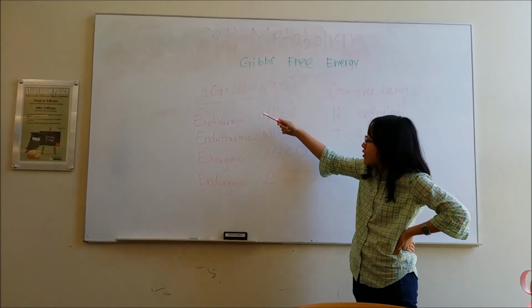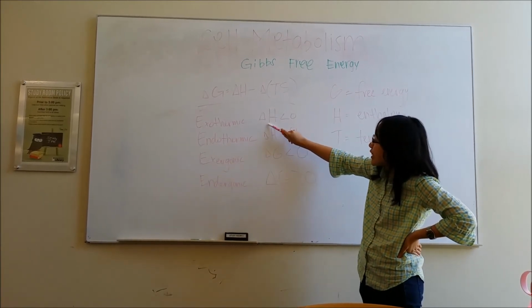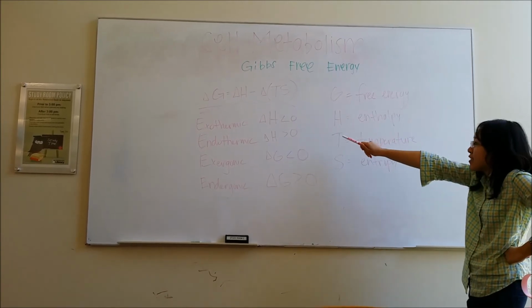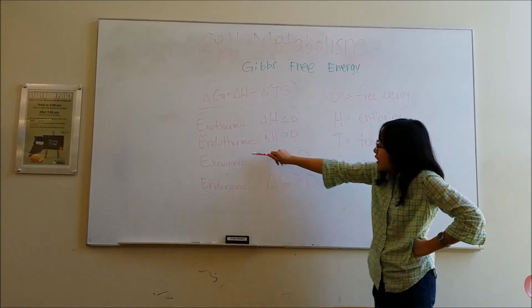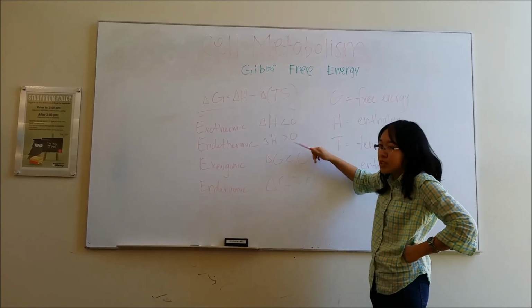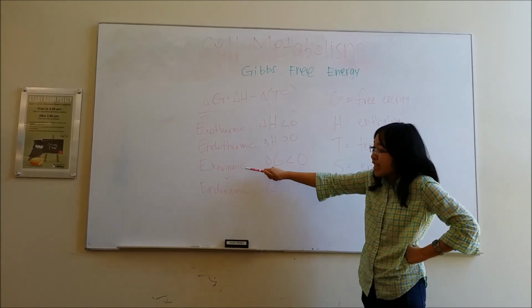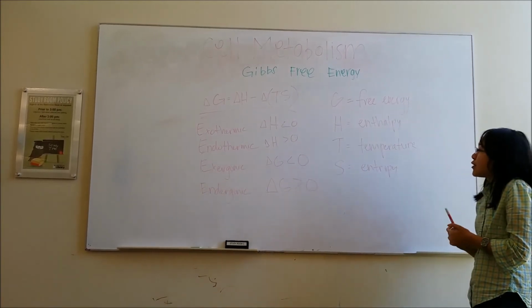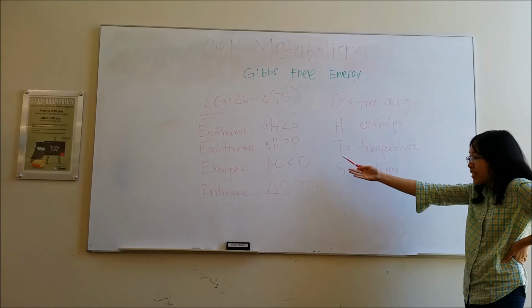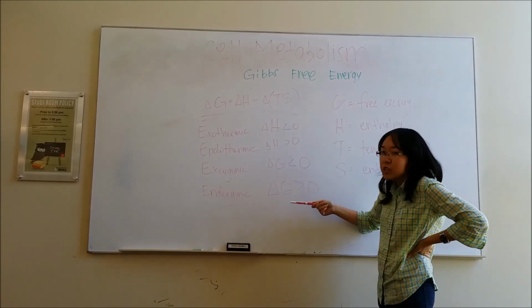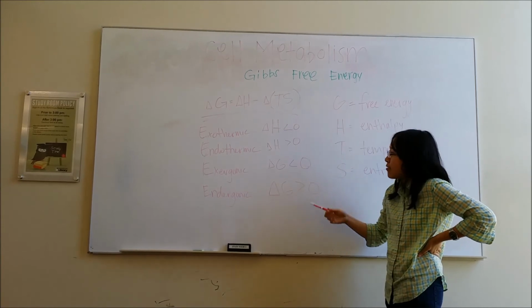If your reaction is exothermic, then the change in enthalpy is less than 0, or negative basically. If it's endothermic, then the change in enthalpy is greater than 0, or positive. If the reaction is exergonic, then the change in free energy is less than 0, negative. If it's endergonic, then the change in free energy is greater than 0, positive.